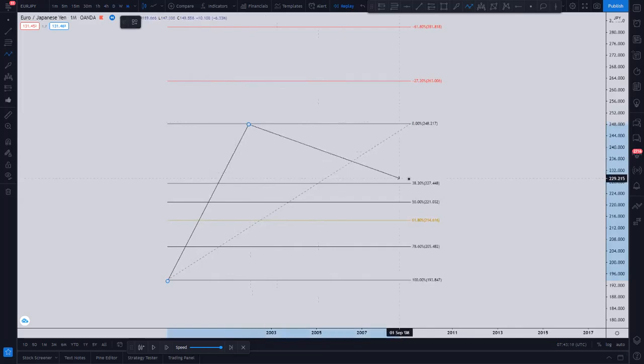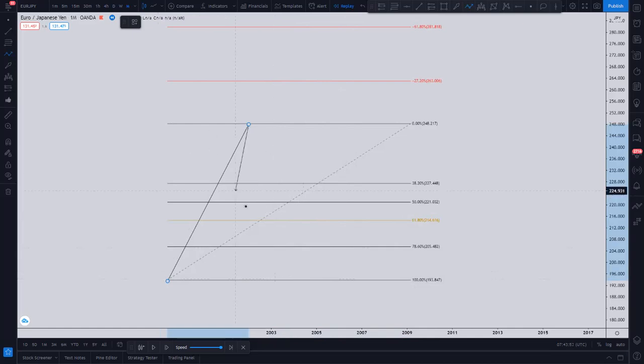So the first level you need to look at is the 38.2, which is the first support since we are going up. The second support that we need to look at is the 50, the third support is the 61, the fourth support is the 78, and the last support, which is an equal support to where price moved, is the 100, like a square support, whereby the movement is equal.